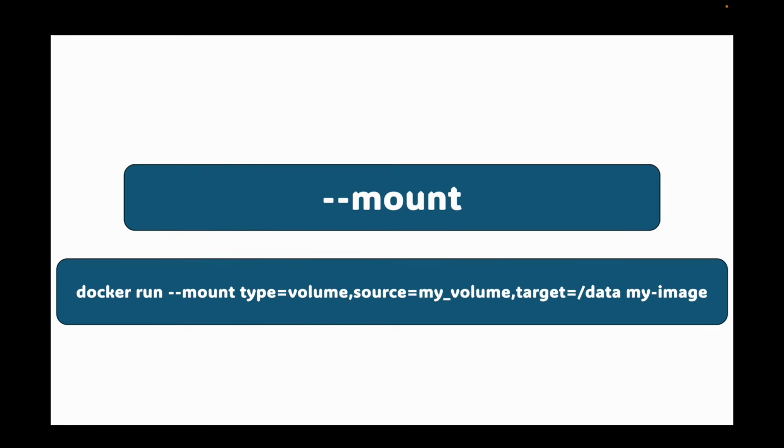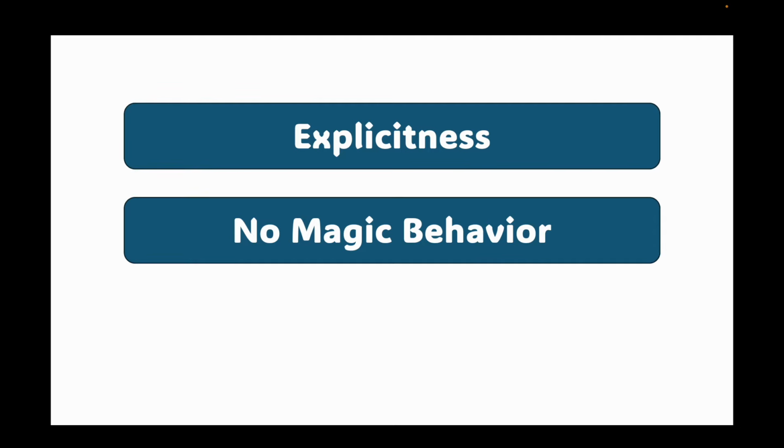So why would we use --mount if it's more verbose? There are a few reasons for this. One is explicitness. It's very clear which part does what. Type can be volume, bind, or tmpfs. Source is the volume name or host path. Target is the path in the container. There's no guessing. No magic behavior. If you're using the -v flag and you don't specify a source, Docker will automatically create an anonymous volume. With --mount, you must specify everything, which prevents accidental anonymous volume creation.